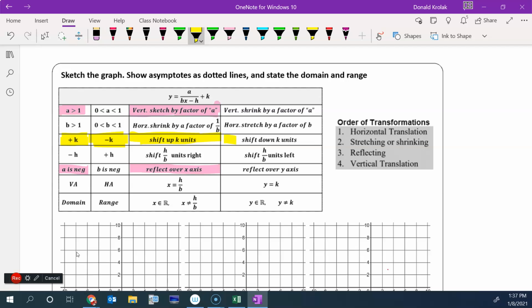Okay, so these all belong together. All right, and the K gave you the horizontal asymptote and the range. K is up and down. Yeah, it's the horizontal asymptote and the range. So that's these right here.